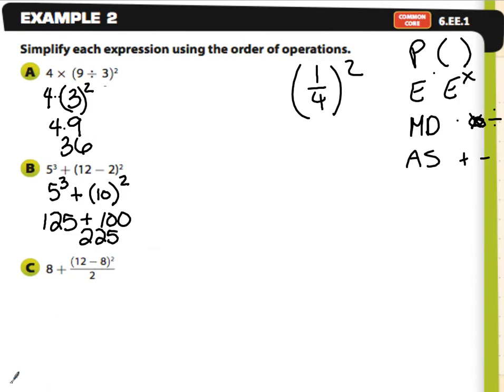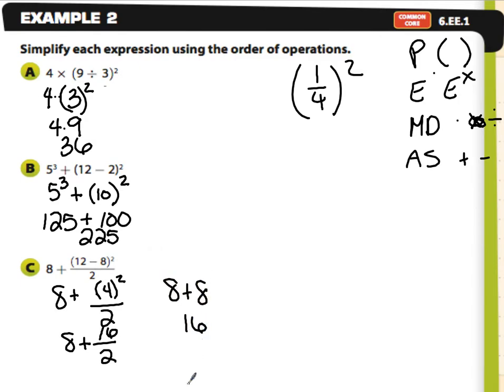All right, but in this case, I have to do the parentheses first. So I have 8 plus 4 squared divided by, oops, that all shouldn't have been divided by. That's my fault. Drew my line a little bit too long there. Divided by 2. So now I have 8 plus 16 divided by 2. 16 divided by 2 is 8. So I have 8 plus 8, which gives me 16.